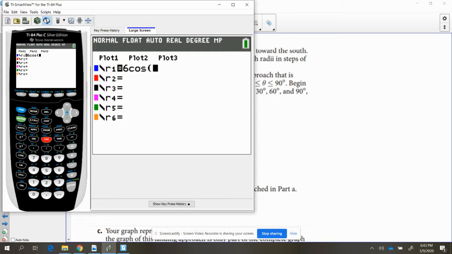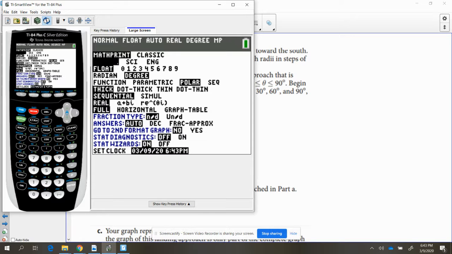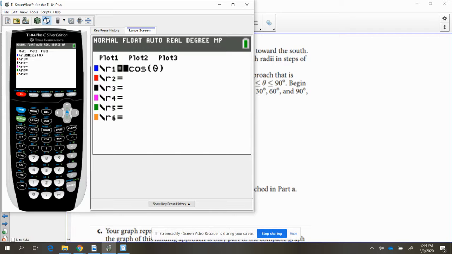Now, in order for this to be plugged into your calculator, you need to make sure you have two things happening. First off, go under the mode menu and make sure you have degrees selected. You're also going to have polar selected as opposed to function, which is what's normally selected. This allows us, when you go under the y equals menu, to have r equals 6 cosine theta as opposed to using x and y's.